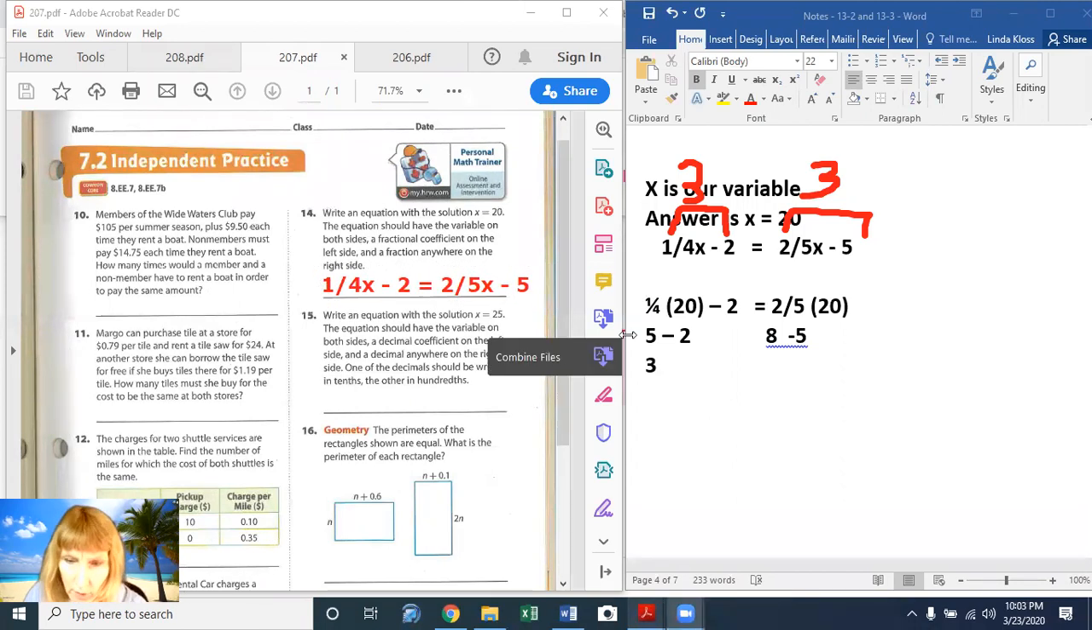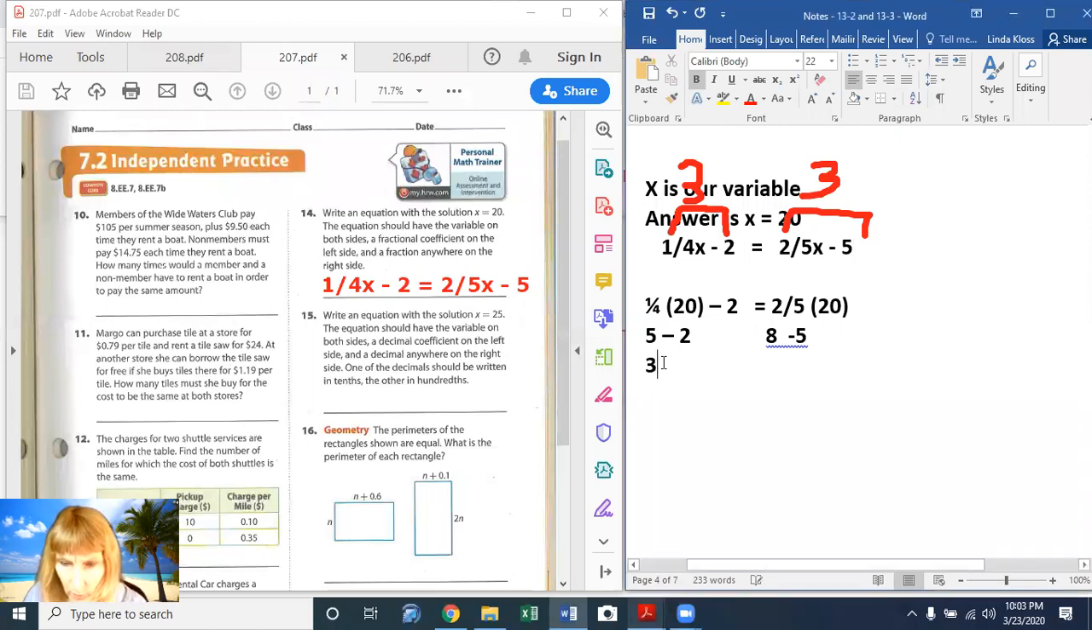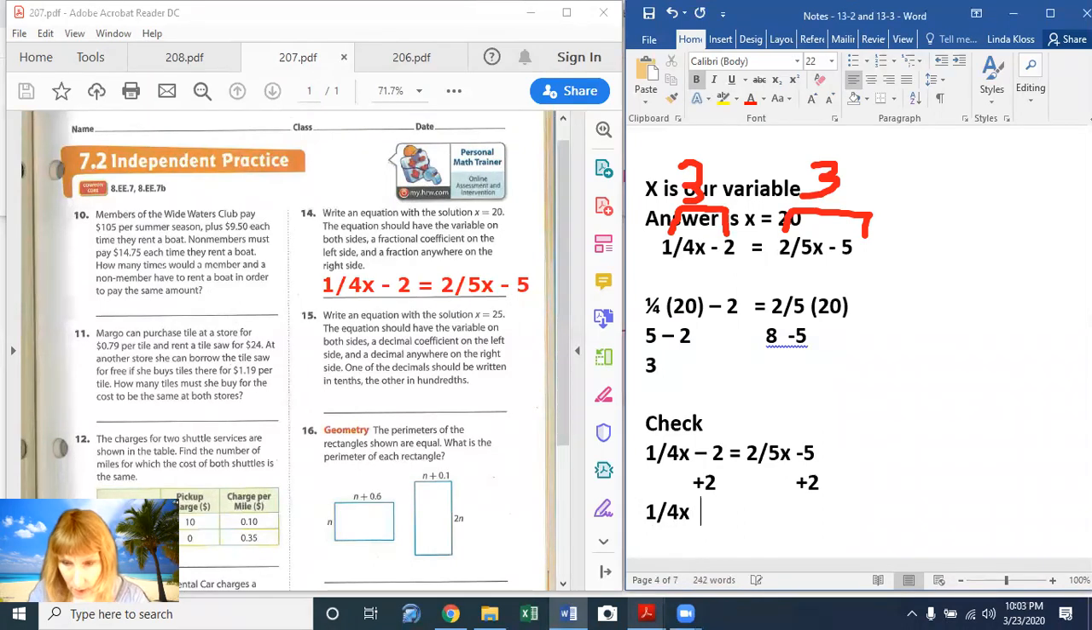If I'm not sure that I did it right, I can always go back and check by solving to get 20 for x. So my 1/4 x minus 2 equals 2/5 x minus 5. Then I'm going to move my 2 by adding a 2 to both sides. And I'm going to just kind of zip through this. 1/4 x is now equal to 2/5 x plus minus 3.